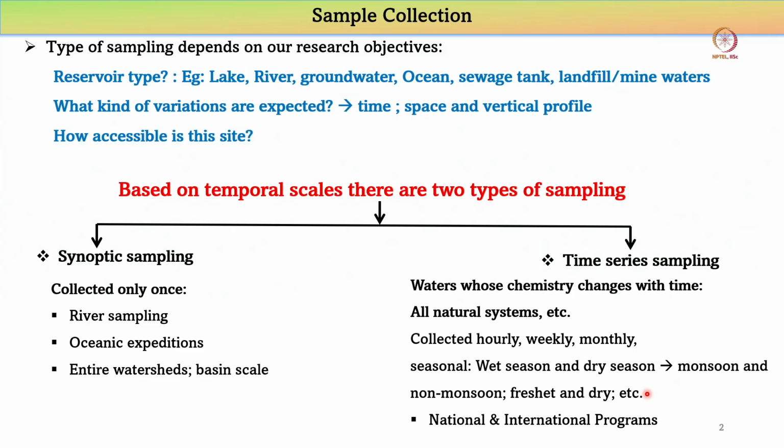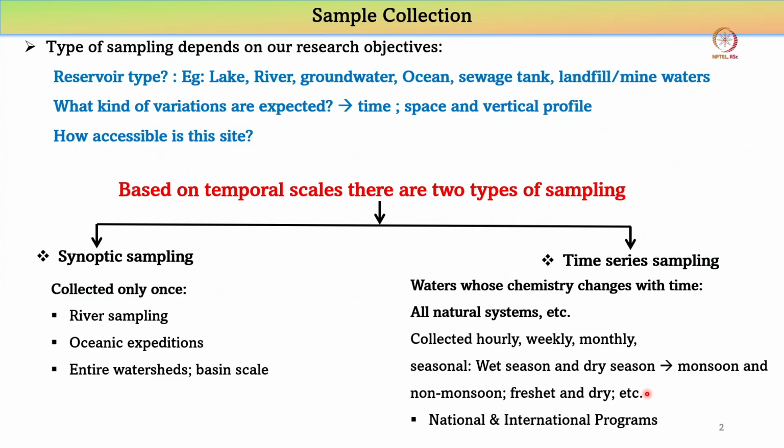Now, very broadly based on the temporal scale, we have two types of sampling. One is the synoptic sampling and the other is time series sampling. What is synoptic sampling? It is one time sampling. So you go to the field, you take one sample or maybe a couple of samples from different locations. You're going only one time, you're not going to go any other time of the year or next year or in future. So this is called synoptic sampling.